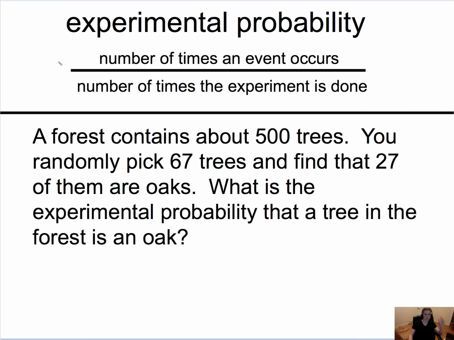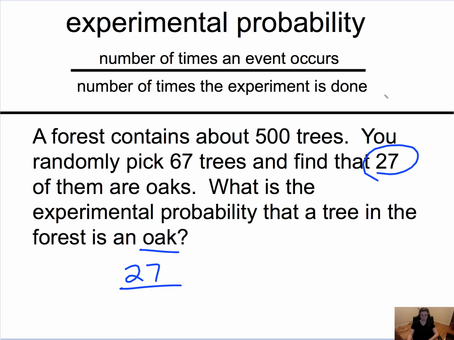Okay, now let's look at experimental probability. A forest contains about 500 trees. You randomly pick 67 trees and find that 27 of them are oaks. What is the experimental probability that a tree in the forest is an oak? So first of all, number of times the event occurs. So what event are we looking at? Well, we're looking at how many times we found an oak tree. Well, we found that 27 times the trees were oaks. So that would be our numerator.